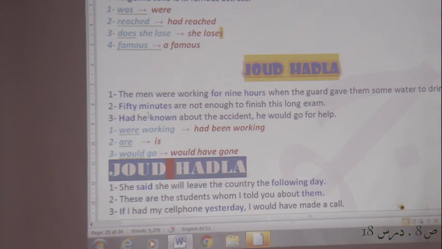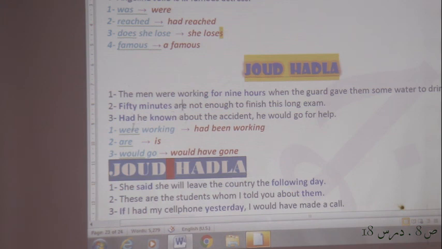So 50 minutes as a whole is not enough to finish this long exam. 50 minutes as a whole, as one unit. For example, my family are. Here we are talking about each individual in my family. Now, my family is, here we are talking about the family as a whole. So 50 minutes is considered a unit, one unit. And in this case, it's considered as if it is a singular noun. So 50 minutes is not enough to finish this long exam.